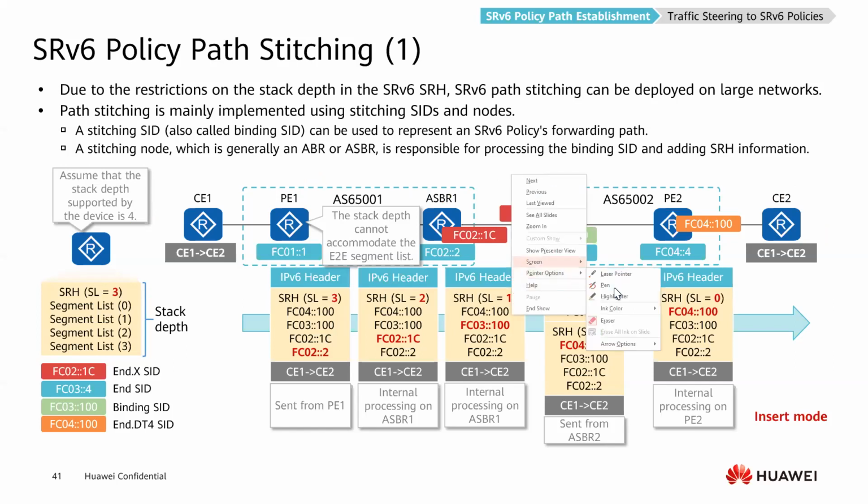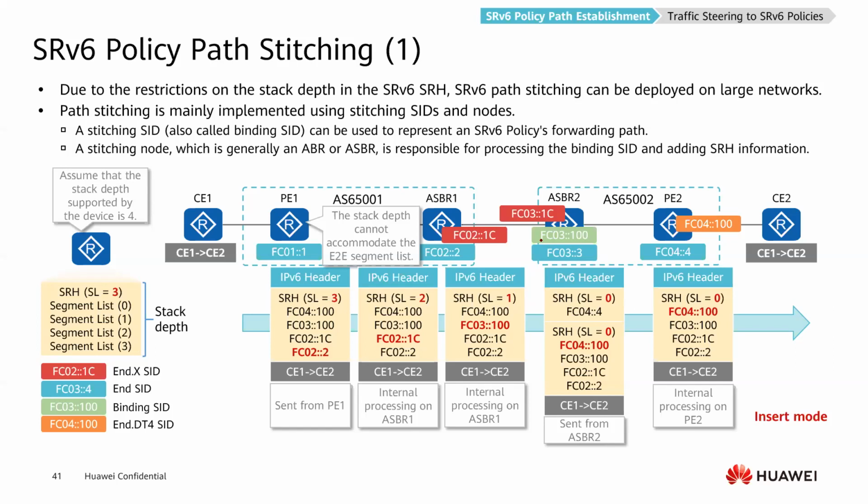FC03::100 will be used as a binding SID, the stitching SID. So when C1 wants to send a packet to C2, C1 sends the packet to P1, and P1 will give this traffic an SRH header, FC02::2. So it will send into these devices first. And this device, based on the BGP EPE, sends out from this neighbor to its own neighbor. And then here comes the stitching SID.